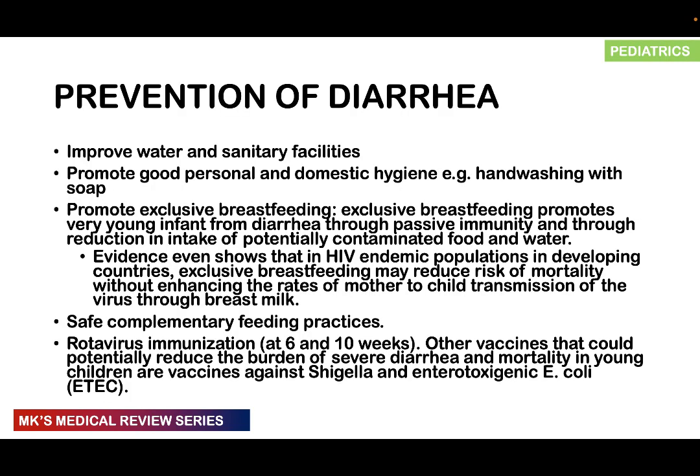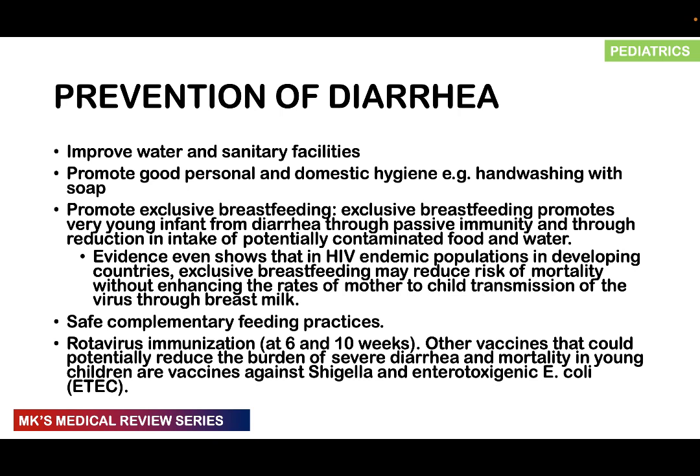How do we prevent this? Usually it's just improving sanitation. We improve our water, we improve our sanitation, we improve our personal hygiene and even domestic hygiene, practice proper hand washing, and promote exclusive breastfeeding. Like I told you, exclusive breastfeeding helps prevent diarrheal disease and even upper respiratory tract infections because you have those antibodies that are passively passed from the mother to the child.